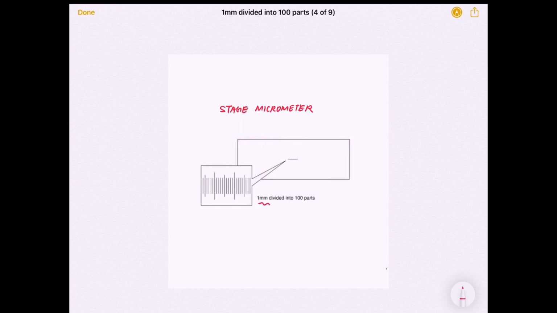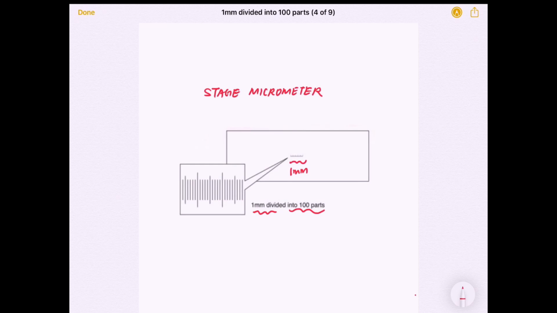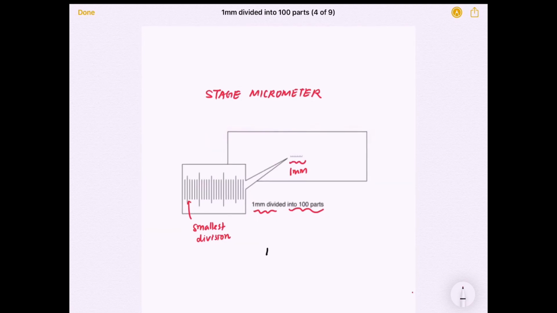In this case, the 1 mm shows that this ruler is 1 mm in length, divided into 100 parts. So the 100 parts is like 100 divisions. If you magnify, you can see that this is the smallest division. So we need to find out the value of the smallest division on the stage micrometer. If you do a calculation, 1 mm divided by 100, you get 0.01 mm for each division on the stage micrometer.